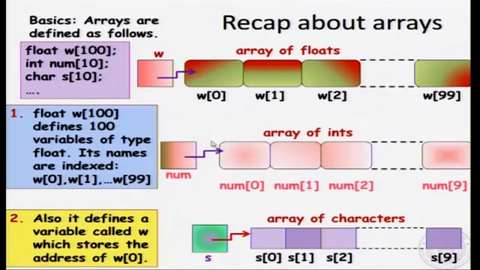int num[10] will declare an integer array of 10 integers plus one box which will hold the address of the first location, and so on. So, the elements of the array are indexed from w[0] through w[99]. The indices start from 0, and we have also mentioned that conceptually there is a separate variable called w, the name of the array, which stores the address of w[0].